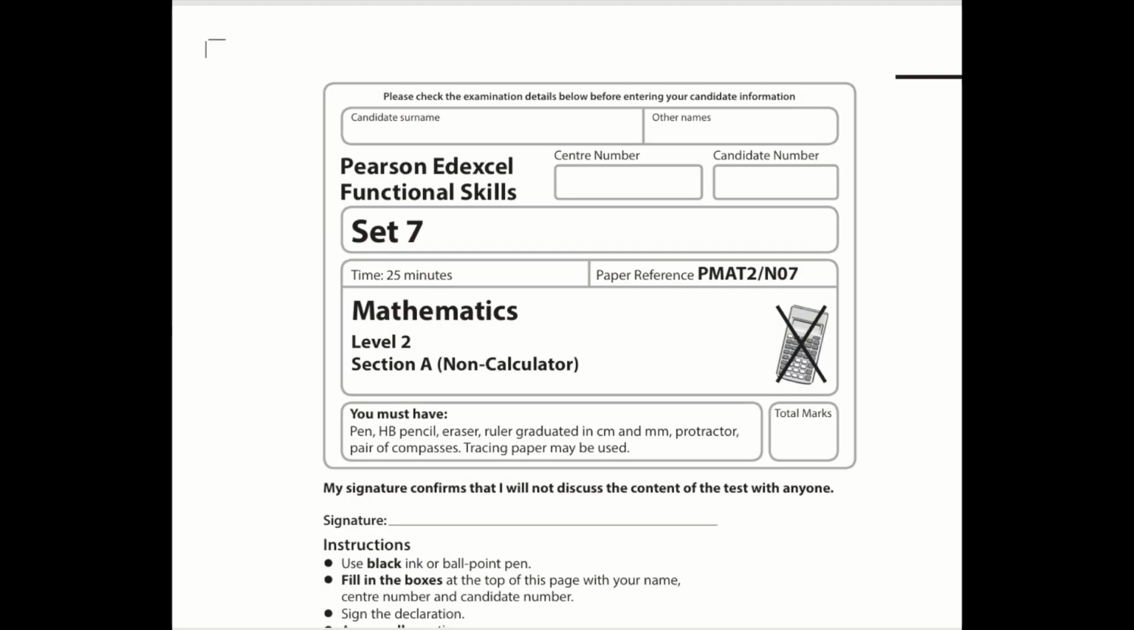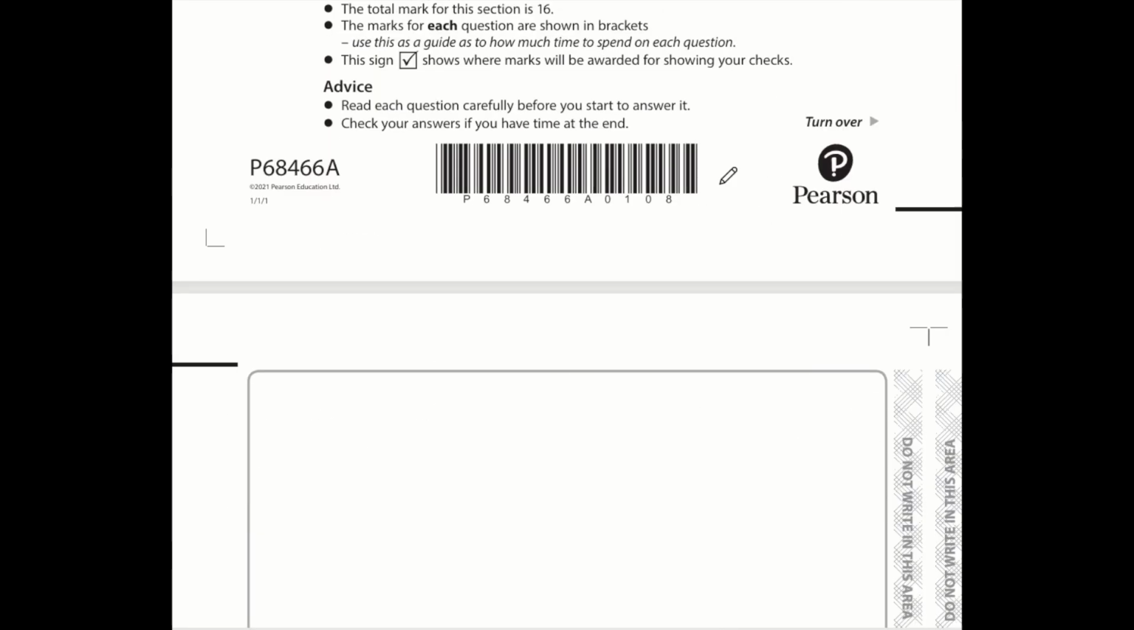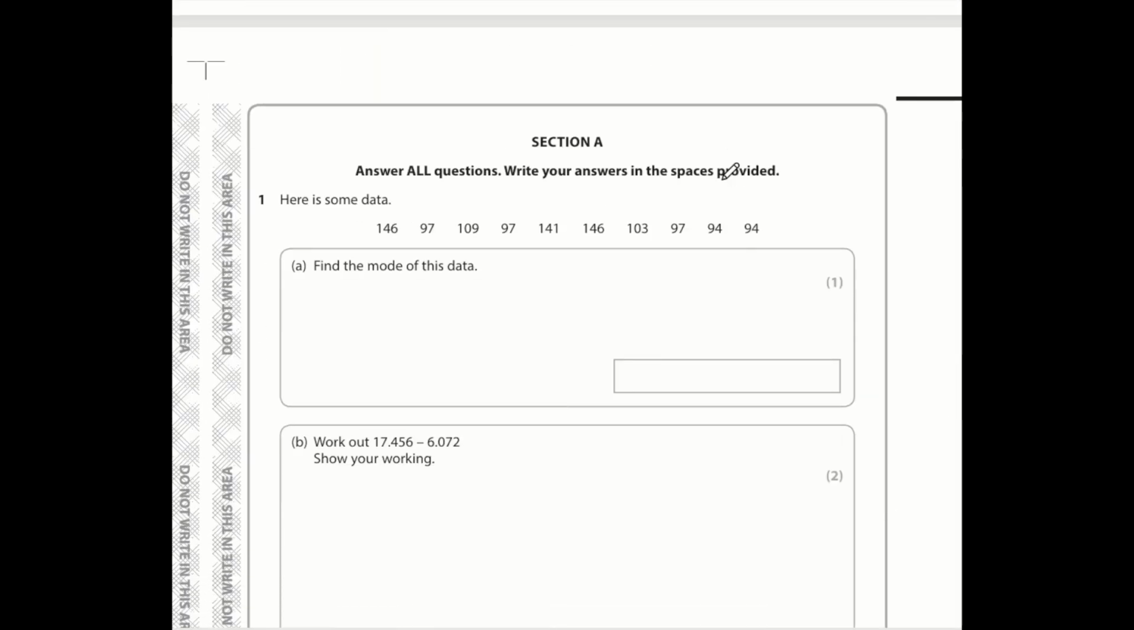Here are the video solutions for Pearson Edexcel Functional Skills Maths Level 2. This is section A, which is the non-calculator paper from set 7. So let's scroll down and take a look at question number 1.